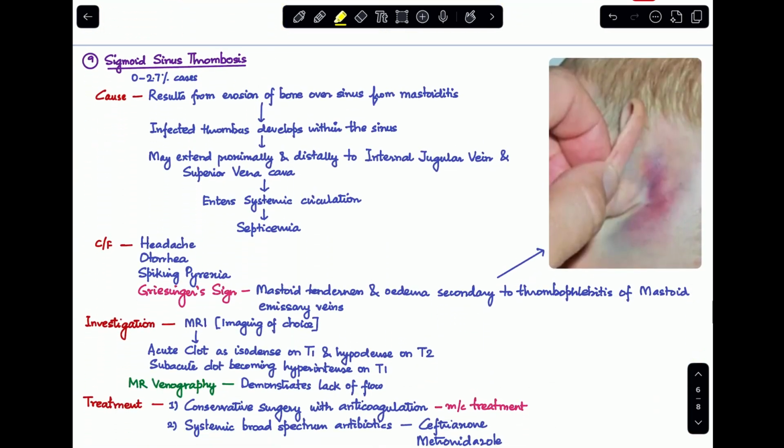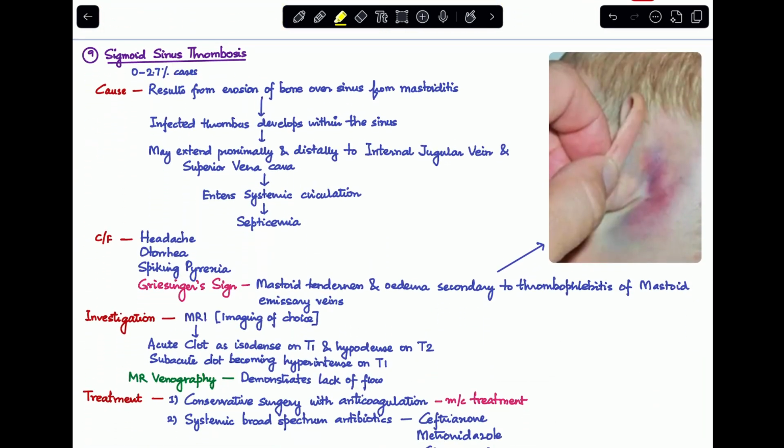Next, let's discuss sigmoid sinus thrombosis. This is a very rare complication seen in about 0 to 2.7% cases. And how does it happen? First, there is an erosion of the bone over the sinus from mastoiditis, because of which an infected thrombus starts developing within the sinus. Now, this infected thrombus can extend proximally and distally to involve the internal jugular vein and the superior vena cava. From there, it enters the systemic circulation and leads to the development of septicemia.